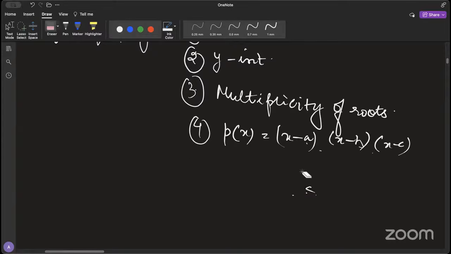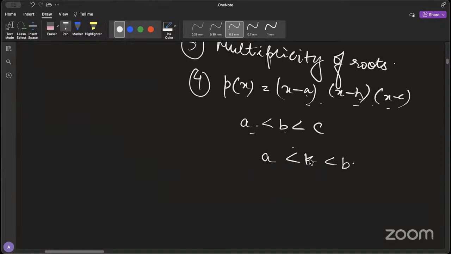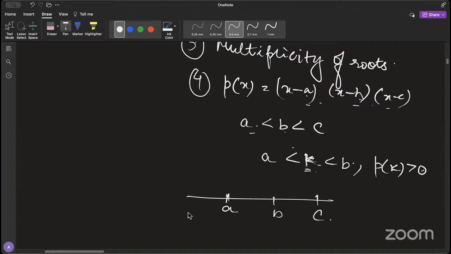The point here is, let's say you have this, and these are the only three real roots, and let's say this is the order of roots. b is greater than a and c is greater than b, and there is a number k between a and b. For this particular number we have taken between a and b, the value of this polynomial is greater than 0. Then if you have a here, b here, c here, and k is here, let's say, then the value at k should be positive, right? This is what it says.